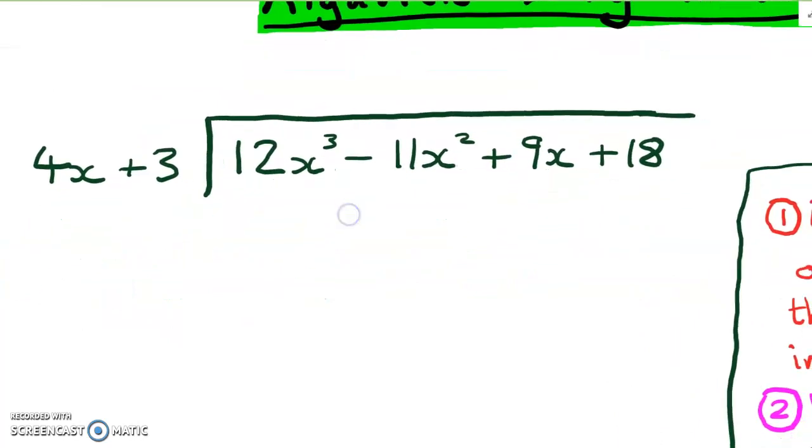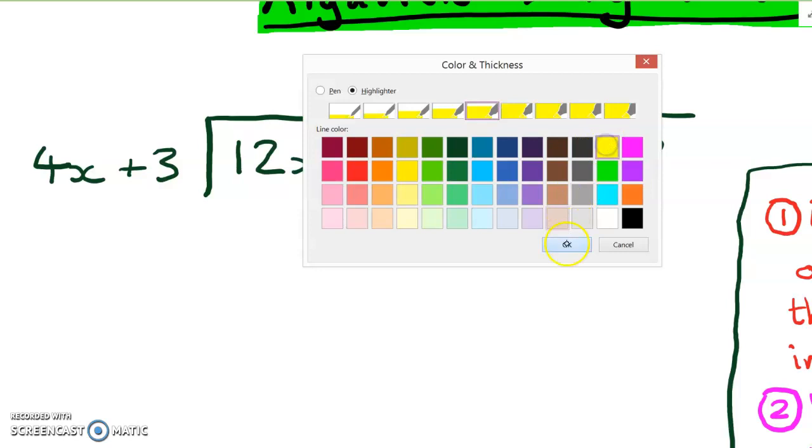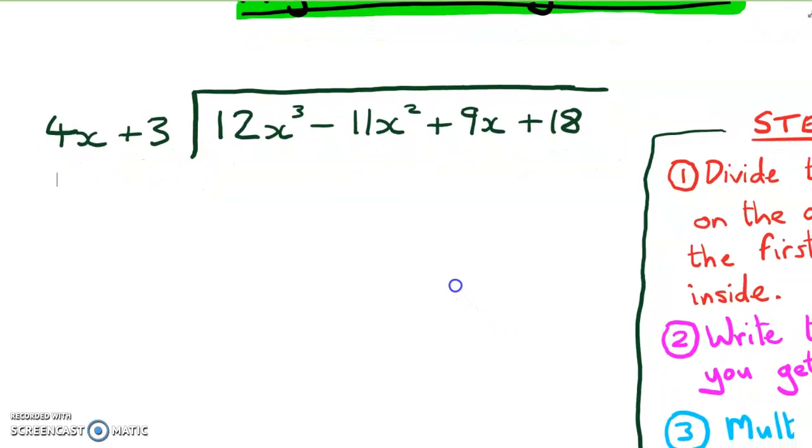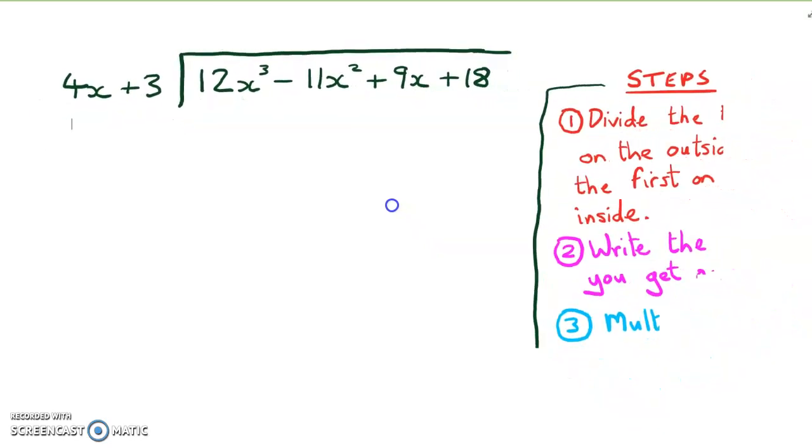So here's a typical algebraic long division question. We have 12x cubed minus 11x squared plus 9x plus 18, and they want you to divide into that 4x plus 3. Now I've written down some steps in how to do these questions over here on the right hand side, and we're going to follow these steps to help us do this question.